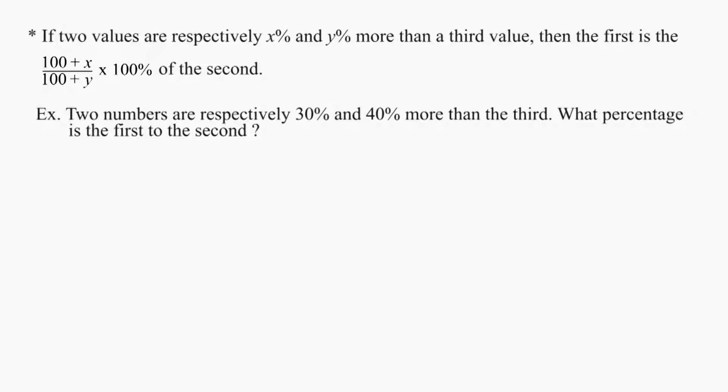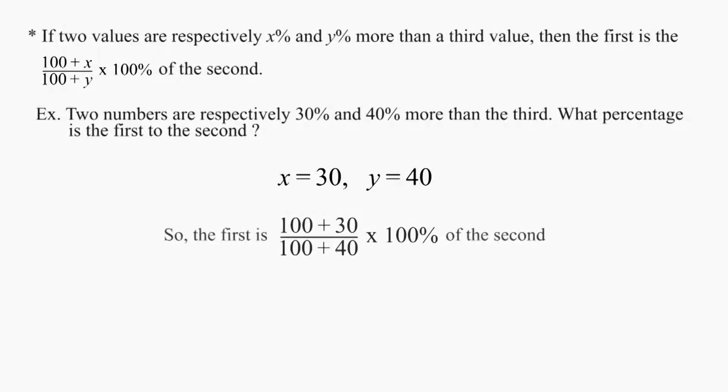Now, we will apply the above rule. Here, x equals 30 and y equals 40. So, the first will be (100 + 30) upon (100 + 40) into 100% of the second. On further simplification, we get the first is 92.86% of the second. So, in this way, we can use the above rule to solve such questions.